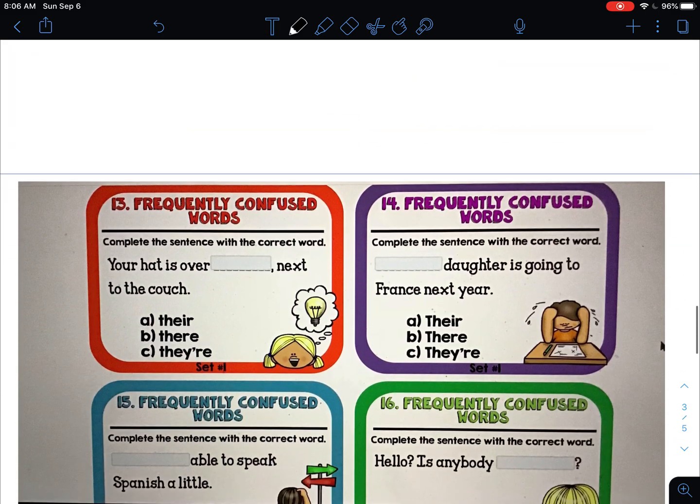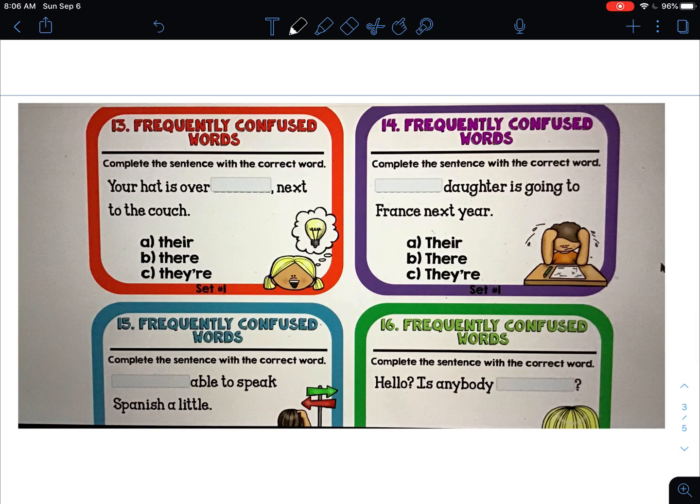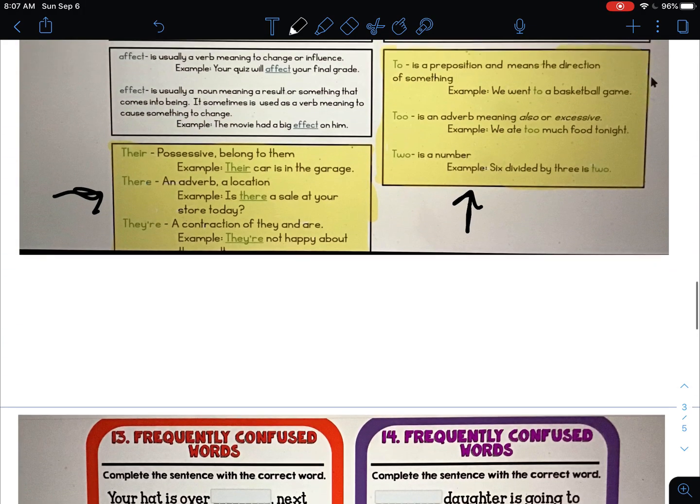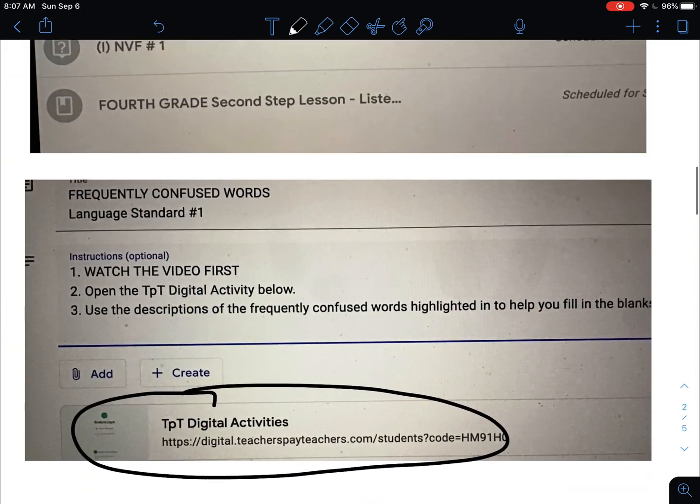All right, and then after each example, you will have the questions, these task cards, where you have to fill in the blank with the correct version of the word. So like here, your hat is over there next to the couch. I would love it if you could type the word in. If you want to just put the letter, that's fine too. But you go ahead, and these are text boxes, so you can type right in there and put the correct answer in. And so that's what you're going to do for those 4 groups of words. You're going to have a set of cards for there, a set of cards for by, a set of cards for to, and a set of cards for you and your. All right, so that's what you're going to be working on today.